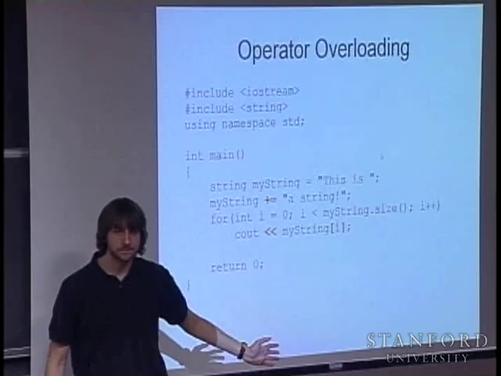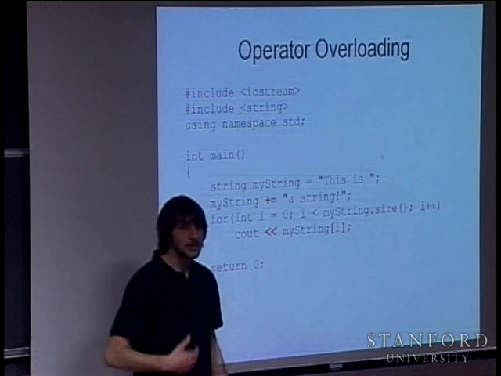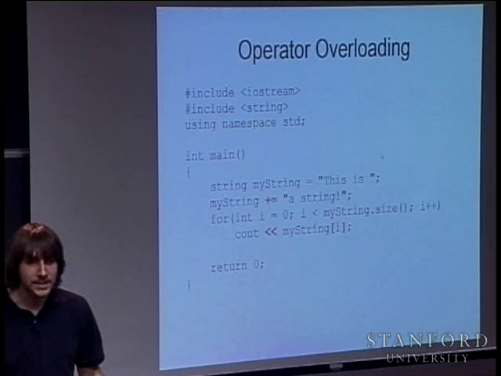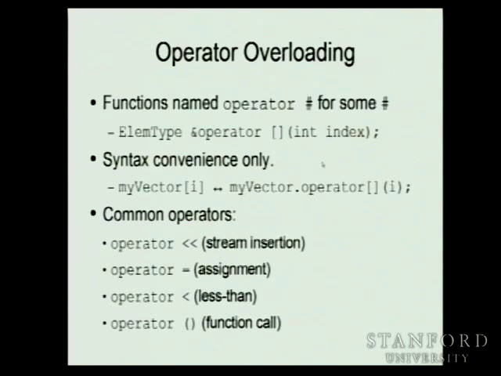Well, at a high level, we all know what it means to add something to a string. It means take something, stick it on. You know what less than less than means: put into a stream. You know what the brackets mean. And so you can tell C++, I want to define these operators for my classes. It's a technique known as operator overloading. Basically, all you do is write functions called operator and then whatever the name of your operator is. So operator equals, operator brackets, operator less than, operator plus plus.